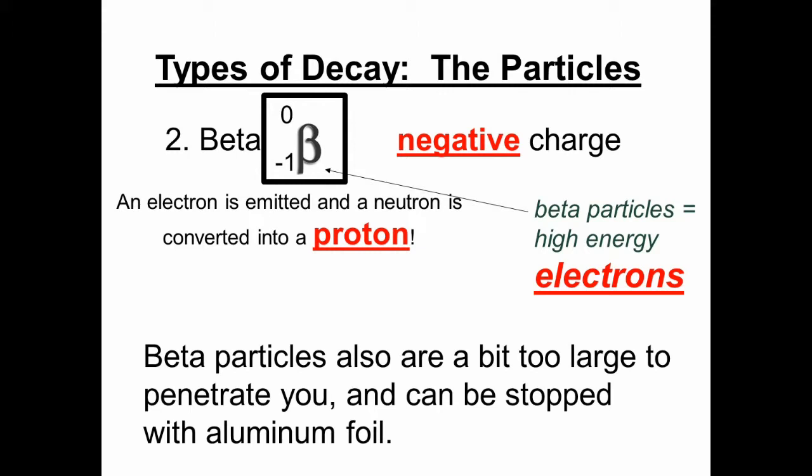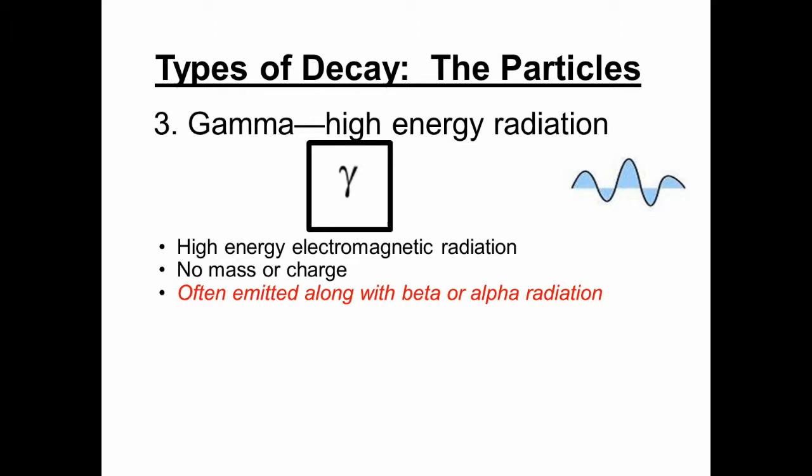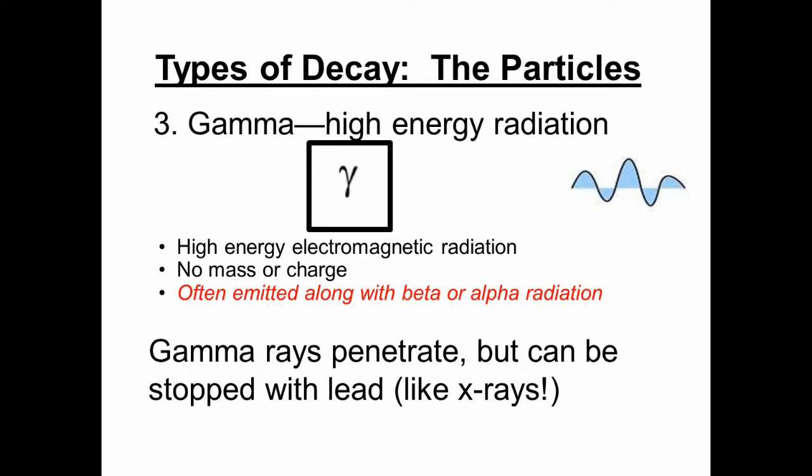Gamma radiation is the third type, and gamma radiation often comes with an alpha or a beta decay. It's a very high energy wave, and it doesn't have any mass or charge. They can penetrate your skin, but they can be stopped with lead, like x-rays.